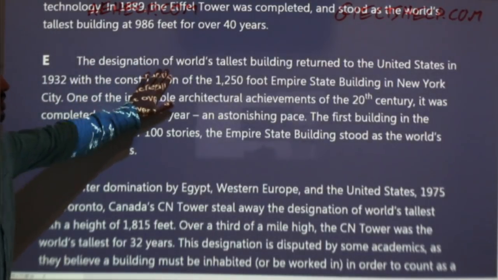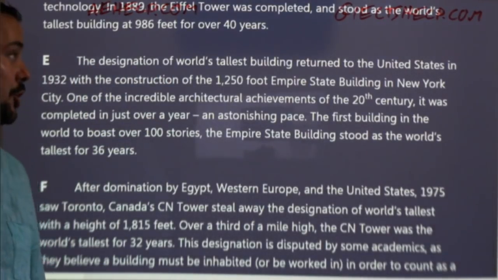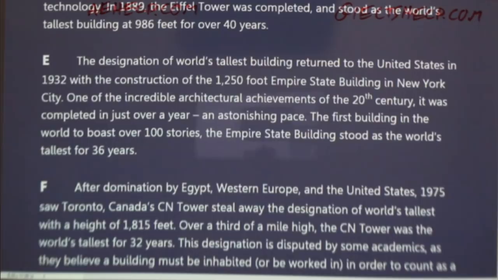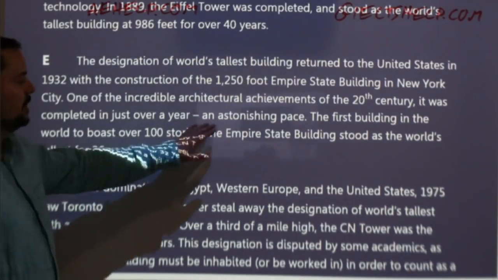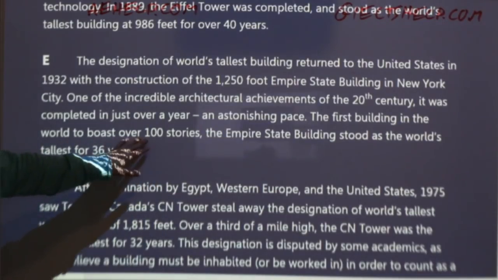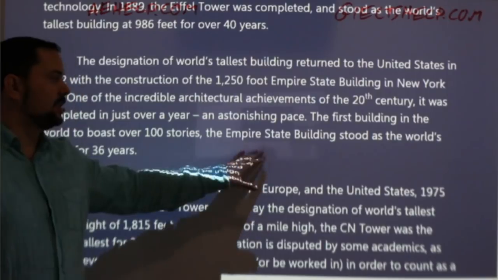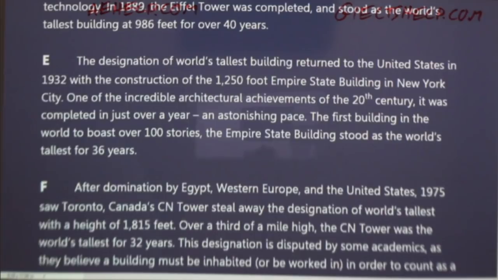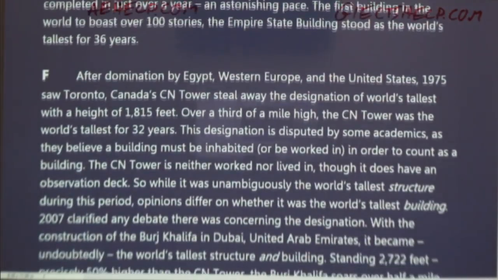So the designation of world's tallest building returned to the United States in 1932 with the construction of the 1,250-foot Empire State Building in New York City, one of the incredible architectural achievements of the 20th century. It was completed in just over a year at an astonishing pace. The first building in the world to boast over 100 stories, the Empire State Building stood as the world's tallest for 36 years.